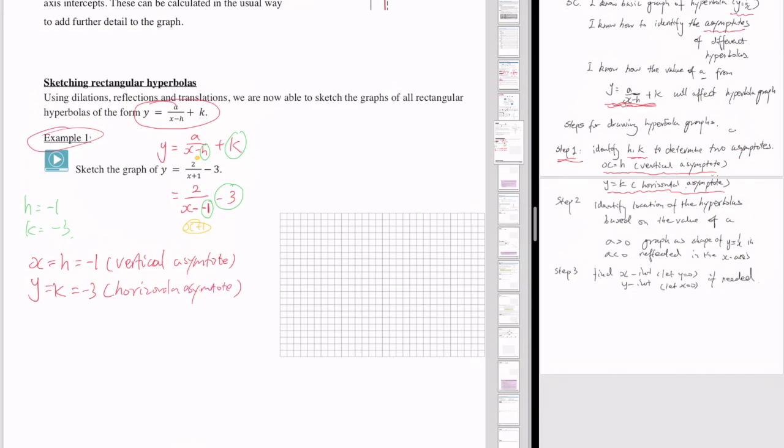Now we can start to draw the Cartesian plane. Let me draw x and y. So this is going to be my x-axis and my y-axis.